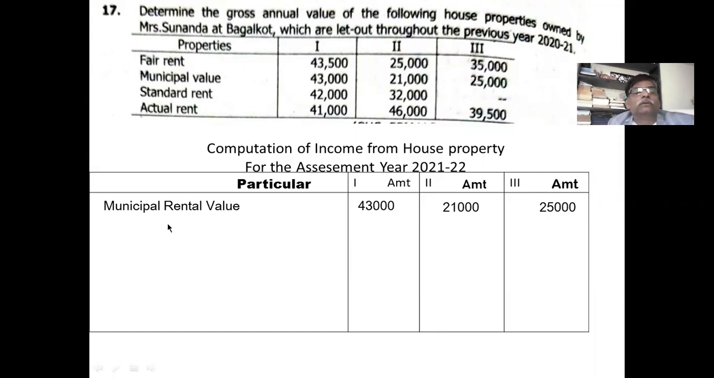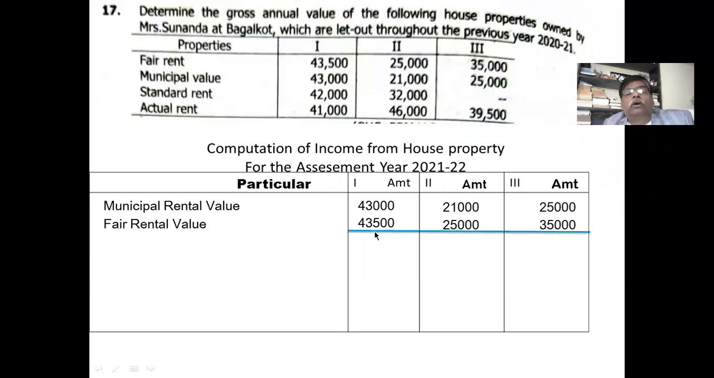Municipal value. Next, you take the fair rental value. Fair rental value: first 43,500, second 25,000, third 35,000. Out of these two values, whichever is more you take.